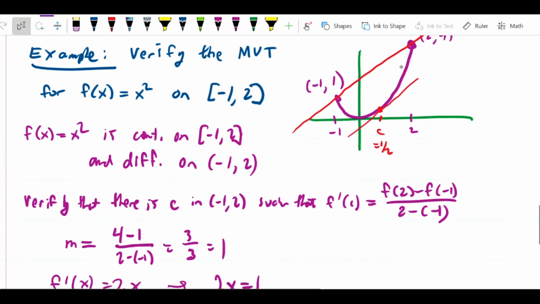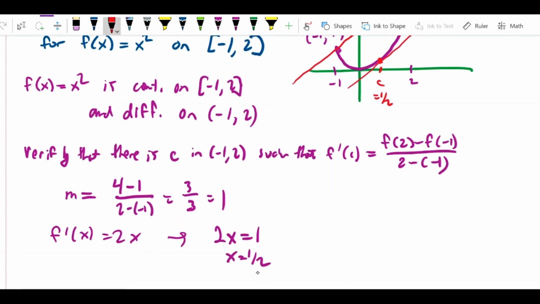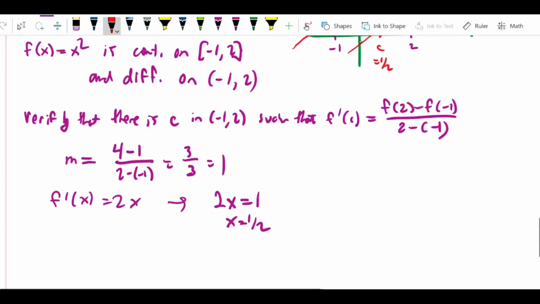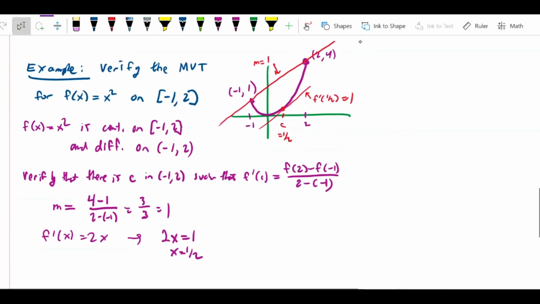And because of the way we found 1/2, we know that in fact the slope of this tangent line is 1, and of course we already calculated that the slope of the line connecting the 2 points is also 1. So this is in fact true. We can see that the number does exist, and we can also assert that 1/2 is in the interval (-1, 2), which is what the mean value theorem asserts. It says not only that there will be such a point, but that it will be in this specific interval. So we've done the work now. We've verified that the MVT does in fact work for this function on this interval.